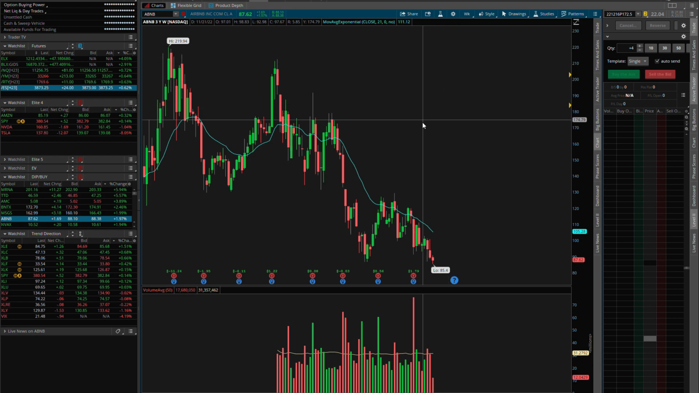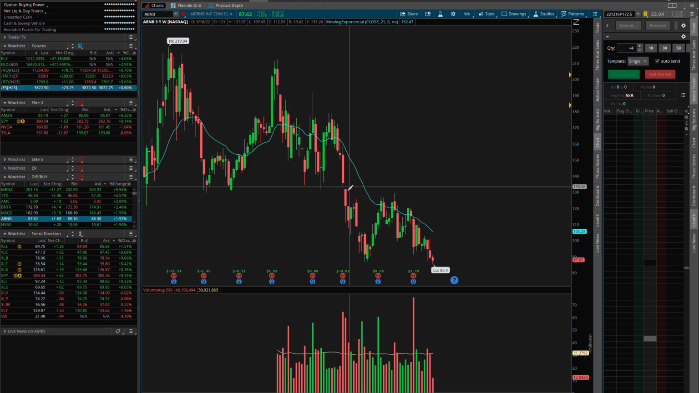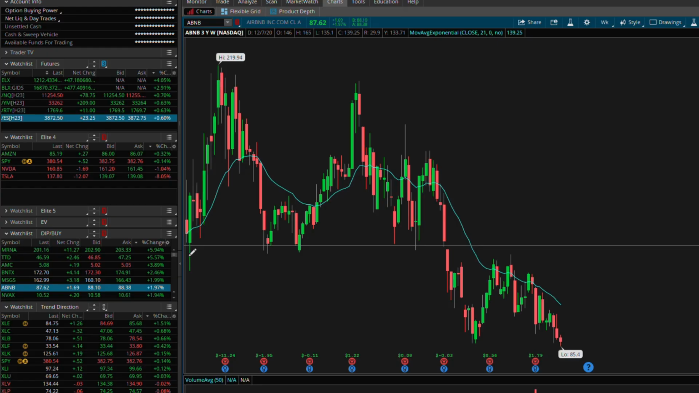Now what I like to do is start on the weekly chart. Alright, so I'm going to take out my active tool. You could use a trend line, you could use a rectangle, it doesn't really matter. What I like to use is a rectangle, and I like to draw the most obvious one. So what I'm basically looking for is multiple times on the chart that the stock touches.